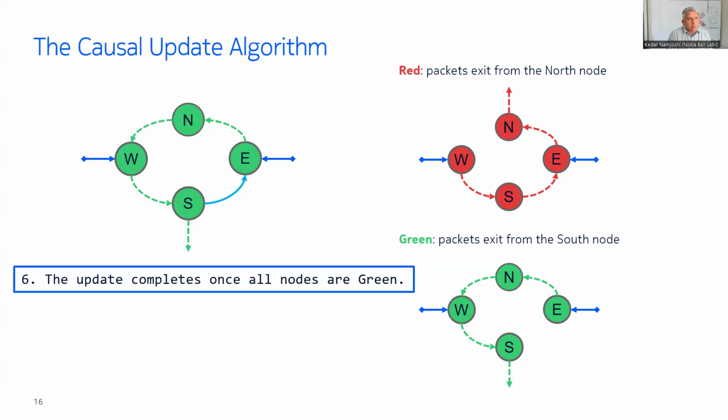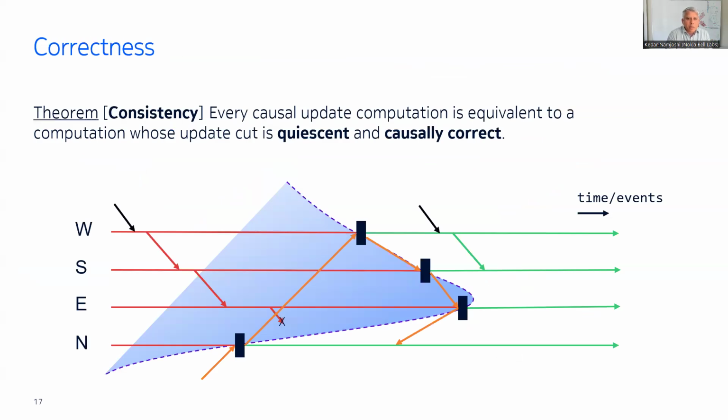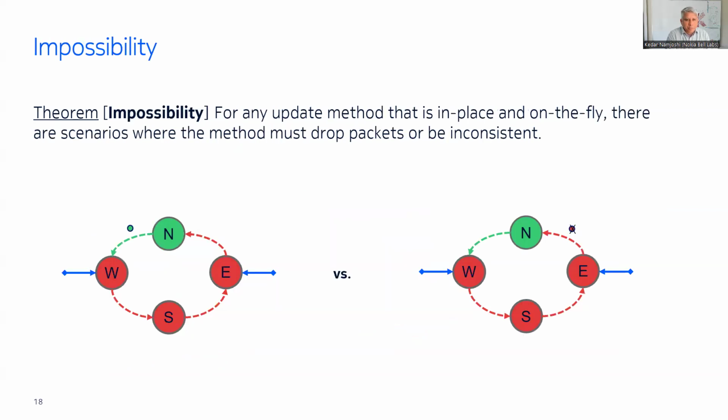So in terms of the update cut that I showed before, the dropping of packets ensures quiescence of the cut, and the way the marker propagates ensures that you don't get into these causality problems. And that's the correctness theorem that we show in the paper: the update computation is equivalent to one whose update cut is quiescent and causally correct. I'm just showing you what the computation looks like for the scenario that we just looked at.